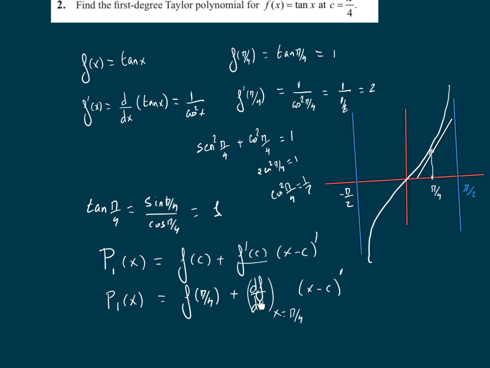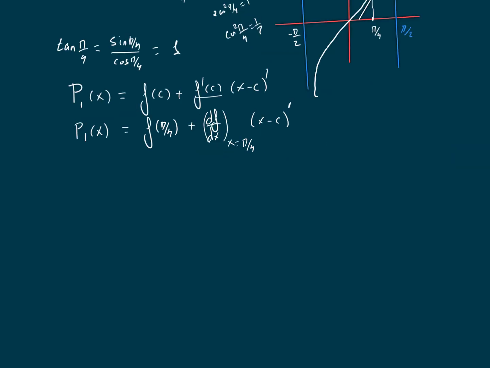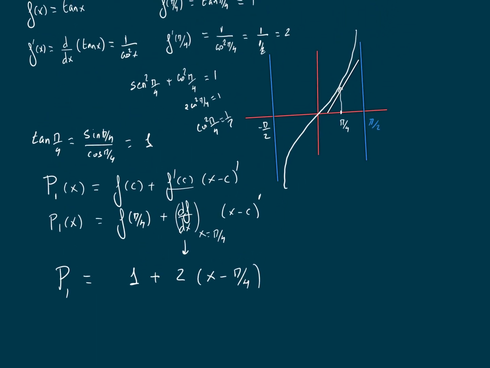Now I know this term is 2. This term is 1. This term is 2. This c is pi divided by 4. What is the Taylor polynomial of tangent of x centered at pi divided by 4? The first degree Taylor polynomial of tangent of x will be f of pi divided by 4, which is 1, plus the derivative of tangent of x evaluated at x equal pi divided by 4, which is 2, multiplied by x minus pi divided by 4. And this line is the tangent line to the graph.